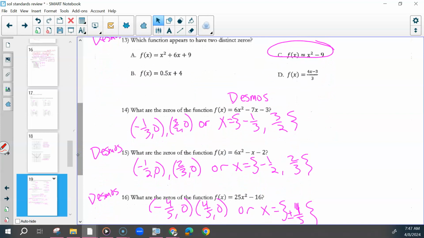And then again, 14 through the remaining, what are the zeros? If you put those into Desmos, you could write them one of 2 ways, either as the ordered pairs or in the set of curly brackets. You choose. But the zeros were negative 1/3 and 3/2. For 15, negative 1/2 and 2/3. For 16, negative 4/5 and positive 4/5.